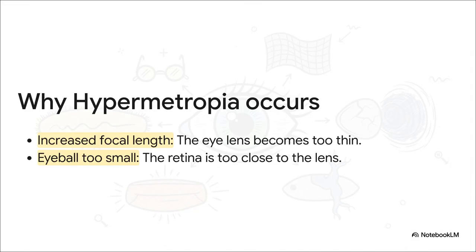And just like the effect, the causes of hypermetropia are also the exact opposite of myopia. It can happen for two reasons. One, the focal length of the eye lens has become too long. This means the lens is too thin and its converging power is weak. Or two, the eyeball has become too small or too short. This means the retina is now too close to the lens.